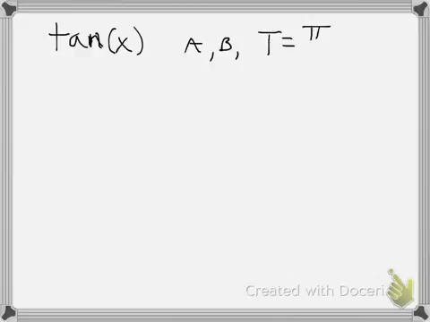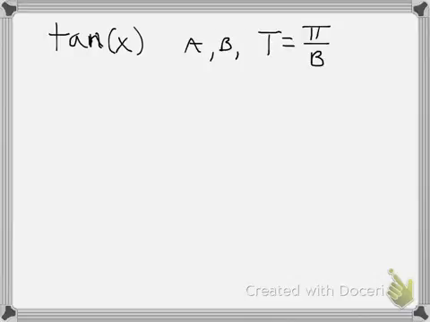We're going to talk about tangent. And you don't need to be too upset about tangent. It's pretty much the same. You still have A, B amplitude, you still have B frequency, and the only difference is now your period is pi over B.